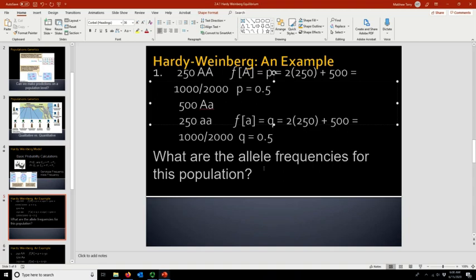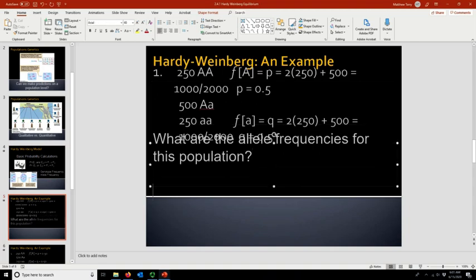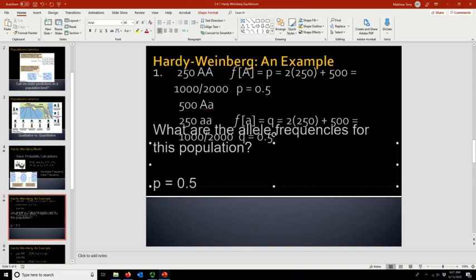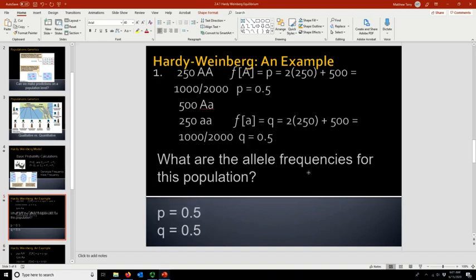Okay, so we've got the allele frequency. So if we were to answer this question, we could say allele frequencies: p is going to equal 0.5. And again, usually just by convention, it's lowercase, so we'll change that since it's trying to capitalize it for me. And q is equal to 0.5.